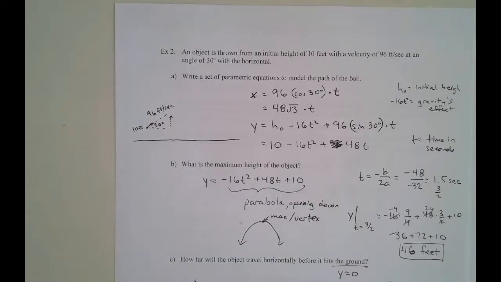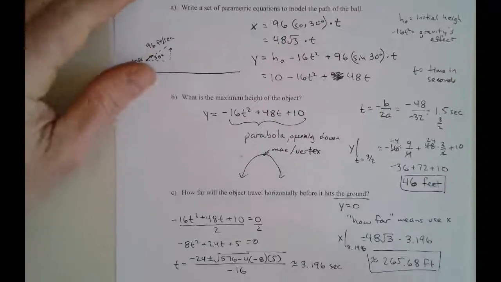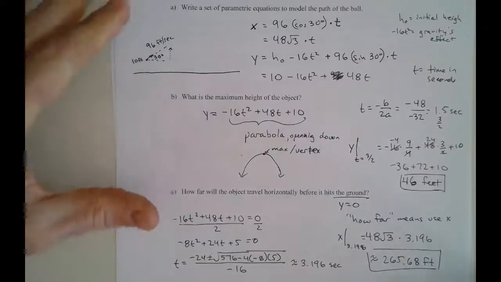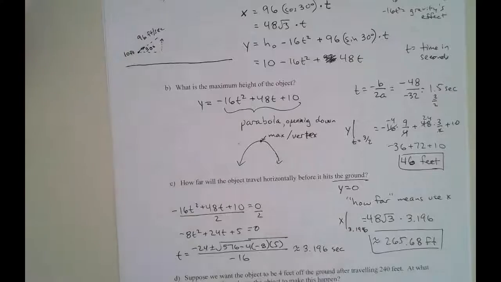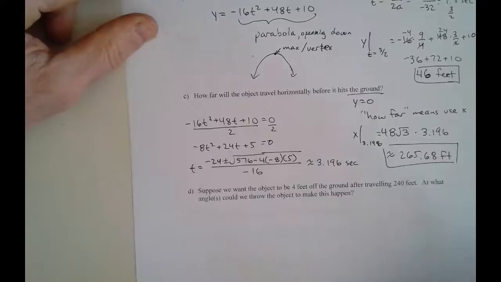Okay, if we're going to look at part D there, suppose we want the object to be 4 feet off the ground after traveling 240 feet. At what angle could we throw the object to make this happen? This gives us a little bit different set of information. We're changing that 30 degrees. The 30 degrees is not there.